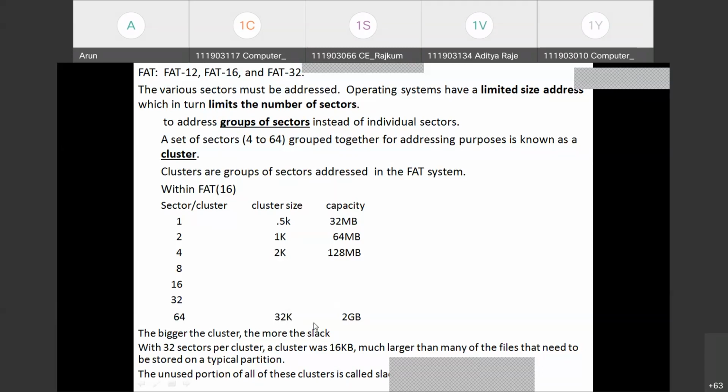In a cluster, if it is not fully occupied, whatever the remaining is, that's the slack. So bigger the cluster, more the slack. So the unused portion of the cluster is called slack. Suppose a file is more than 32K, say 36K, you would need a further cluster which will use only 4K and 28K is unused. That's the thing.